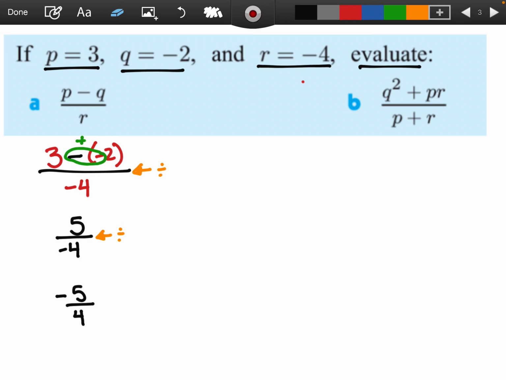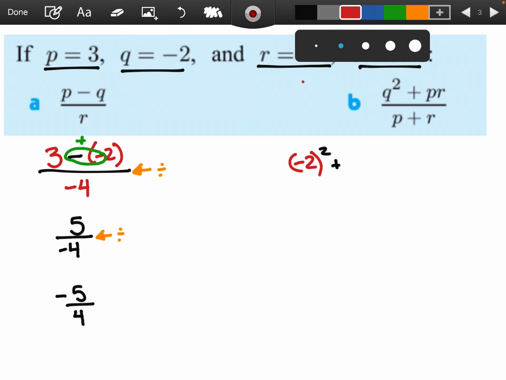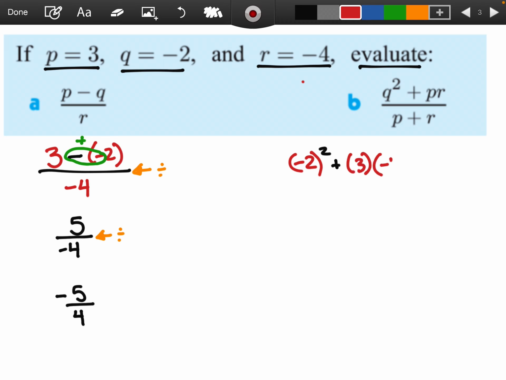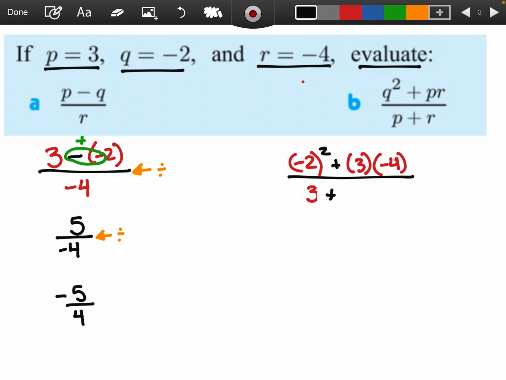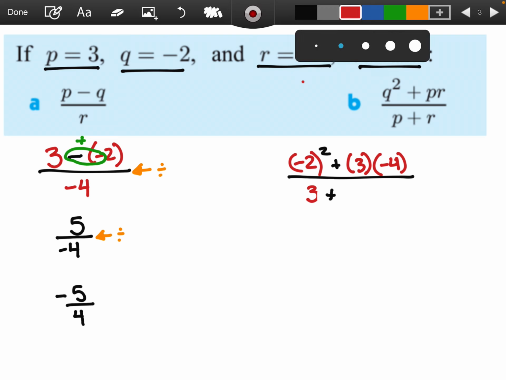So in the last example, we have Q squared. So we have -2 in brackets squared. Very important to have this particular value in brackets, because the negative has to be included when we solve that power of 2. And then we have plus, and then P is 3, and R is -4 in brackets side by side, representing that those are actually being multiplied together. And then on the bottom, we have 3. Oh, I want to keep this all in the same color. So 3 plus, and then we have R, which is -4.